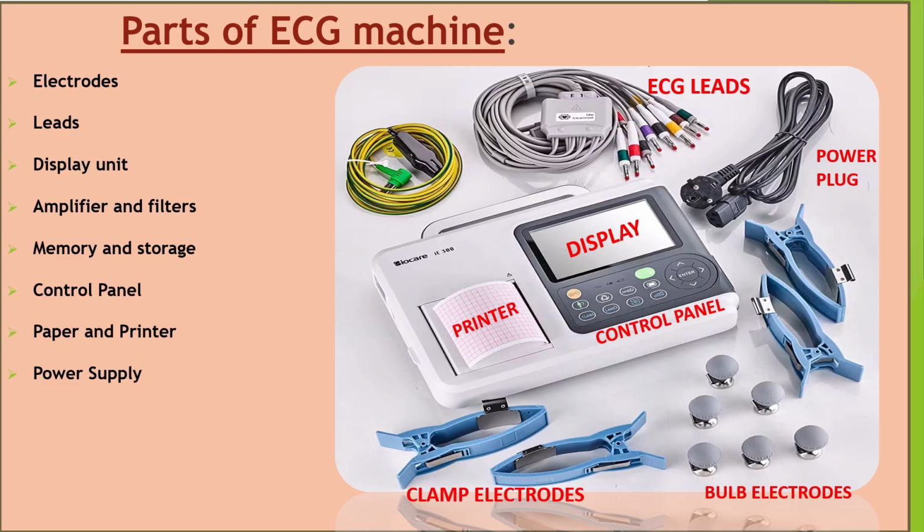Next is the ECG machine display. The ECG machine displays the heart's electrical activity as waveforms. Next is the amplifier. The ECG machine has signal amplification and filtering. The heart's electrical signals are very weak, so the amplifier is necessary. This amplifier is responsible for amplifying the weak electrical signals received from the electrodes. The amplifier is located within the main unit, meaning inside the ECG machine.